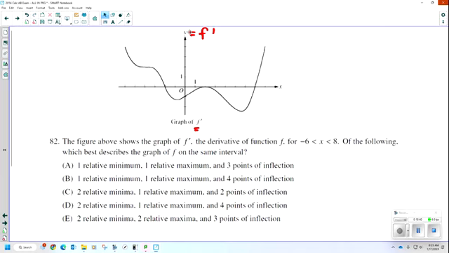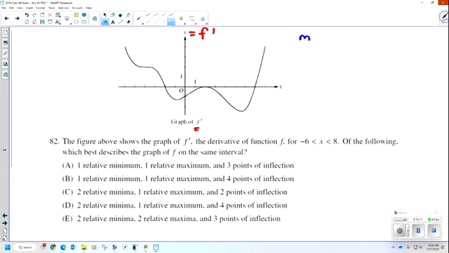So the figure above shows the graph of f prime, the derivative of the function f for values of x between -6 and 8. Of the following, which best describes the graph of f on that same interval? As I look at my choices, I see it says something about a relative minimum, a relative maximum, and points of inflection. All right. First of all, we need to find the minimums, the maximums, and the points of inflection. Let's focus on the mins and maxes first.